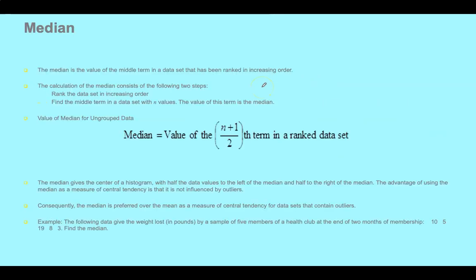We will be talking about median first. Median is also called the middle term in data that has been ranked in increasing order. The calculation of median consists of the following two steps. First, we rank the data in increasing order, then find the middle term in the data with n values. The value of this term is called median. Let me give you an example. Let's suppose you have data: 4, 5, 6, 3, 2, 1, 8. The very first step is to put it in order, so that is 1, 2, 3, 4, 5, 6, 8.